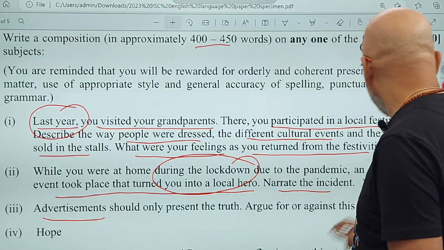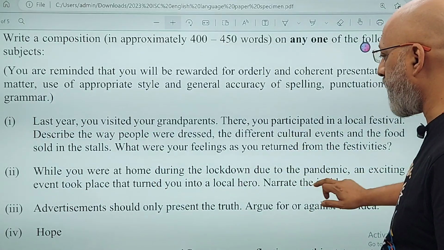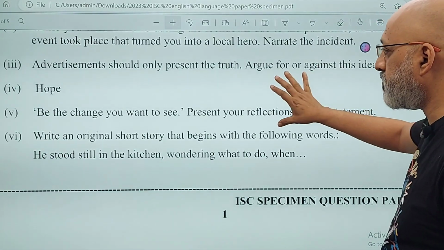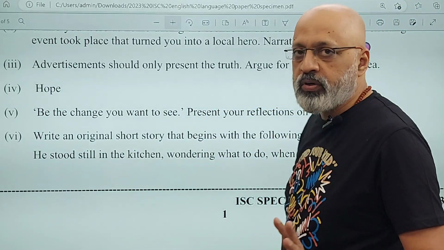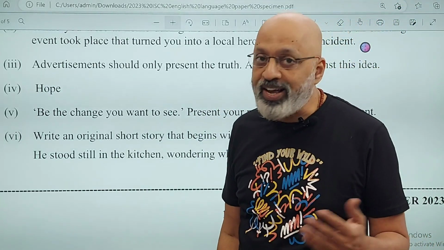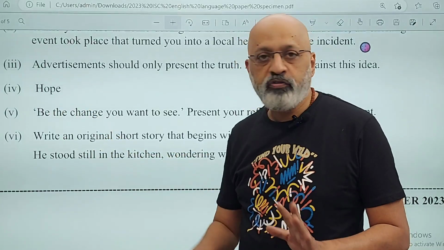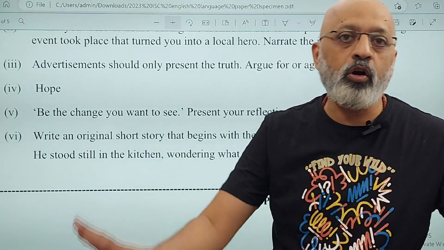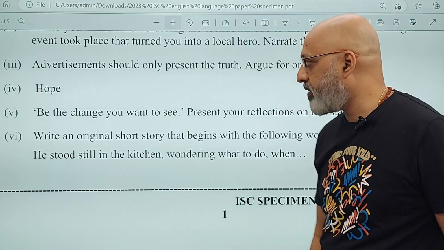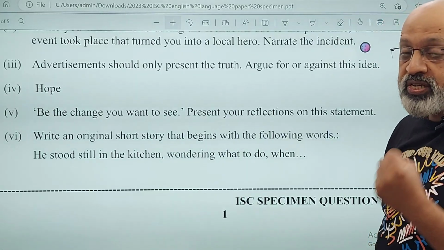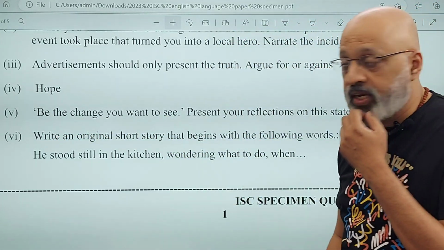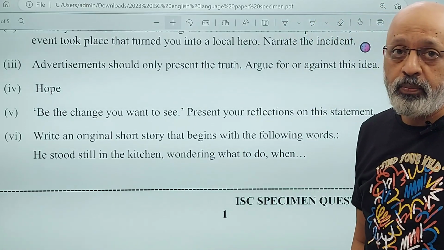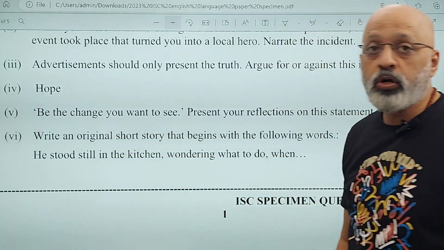Okay. Now, as far as 4th and 5th are concerned, I would suggest that only if you have fantastic powers of articulation and expression, attempt 4 and 5. Otherwise, steer clear of 4 and 5. This is dangerous territory. If your language skills are not that good, because here you must first remember that this particular quote is credited to Mahatma Gandhi. Be the change you want to see, right?